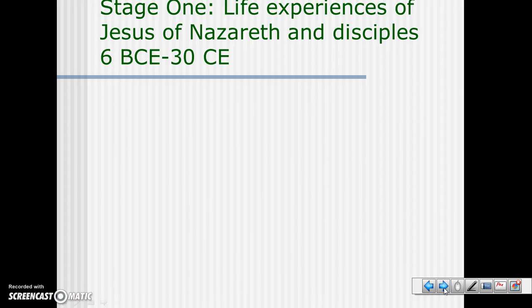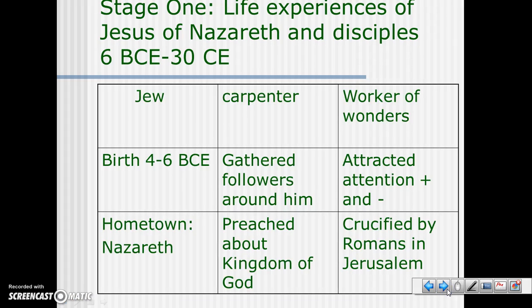There are several stages in the development of the New Testament, and the first is the life experiences of Jesus of Nazareth and Jesus' disciples. Now, there are lots of things we learn about Jesus. He was a Jew, a carpenter, a worker of wonders, born somewhere around 4 to 6 BCE, who gathered followers around him. He attracted a lot of attention, some of it positive, some of it negative. His hometown was Nazareth. He preached about the kingdom of God and was crucified by the Romans in Jerusalem. So before the Gospels can be written, the events have to happen.